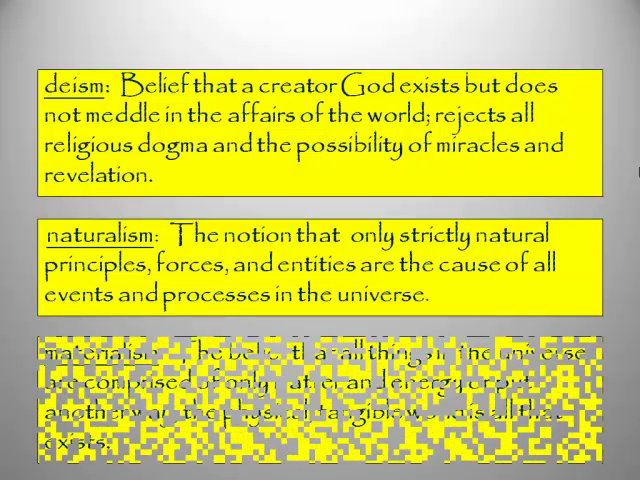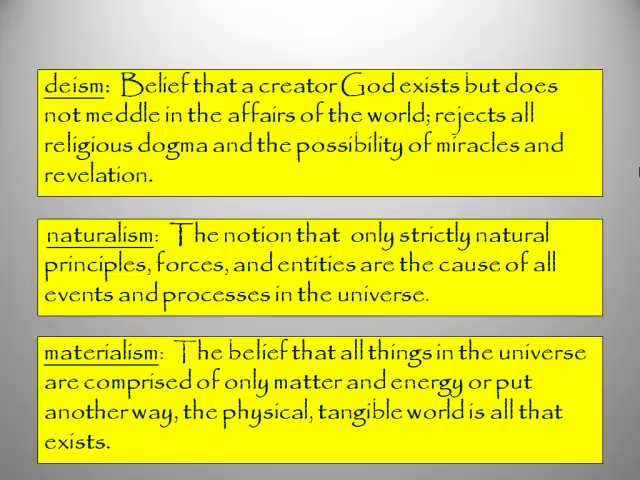And then finally, materialism. As you can see from the graphic, the belief that all things in the universe are comprised of only matter and energy, or put another way, the physical, tangible world is all that exists. So here we are going a step beyond naturalism, so to speak. Whereas a naturalist embraces the idea that we need not go further than natural events and processes to understand the world, the materialist, of course, starts there, but the materialist goes further and actually claims that there is actually nothing else. Nothing else exists other than these natural processes that we see around us.